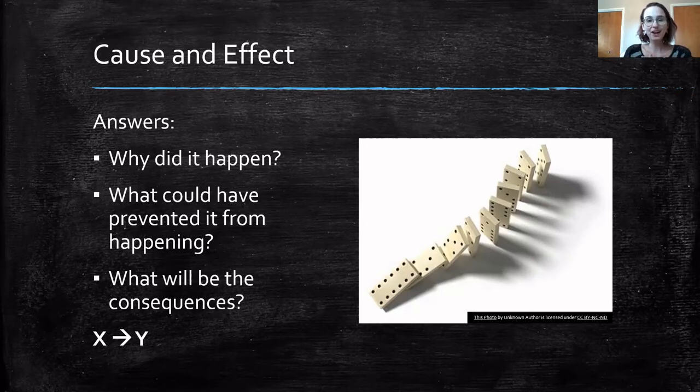So one way we might think of cause and effect is a simple domino effect, that you push over one domino in a line and the rest of the dominoes will eventually fall over. So we can think about this in all sorts of terms.